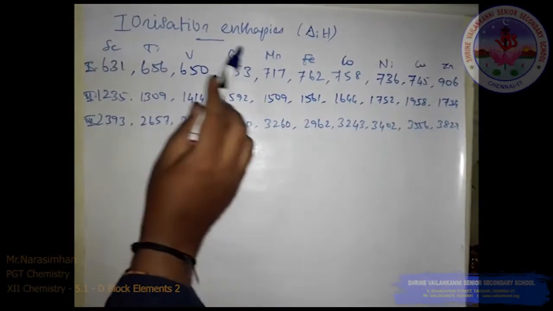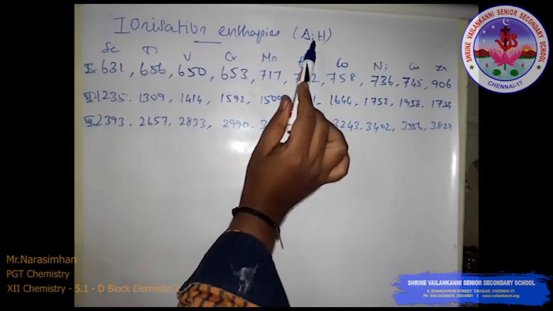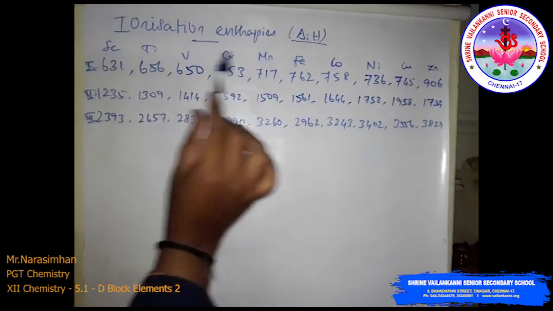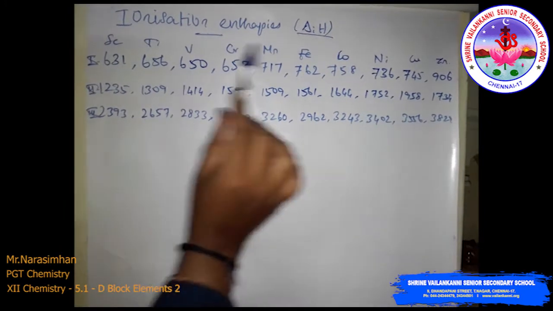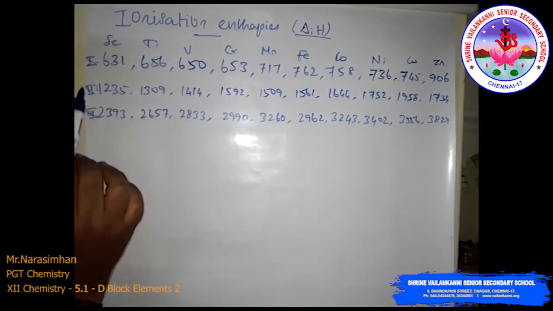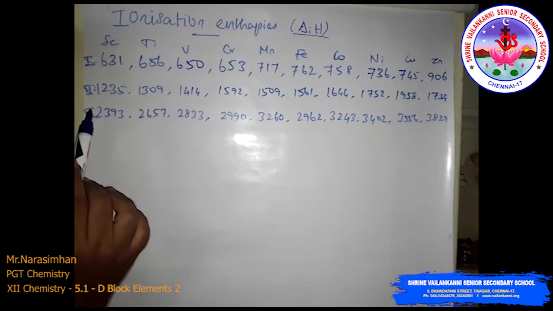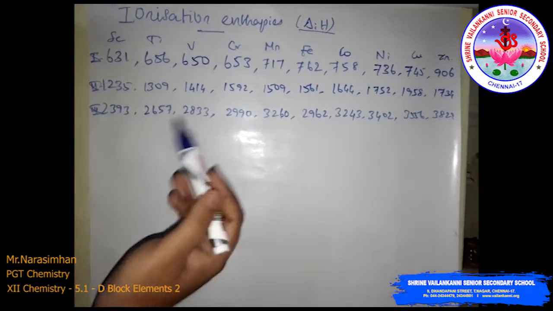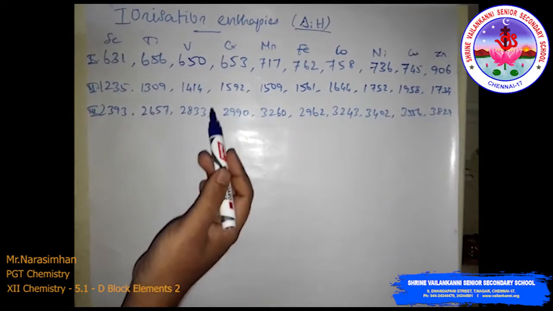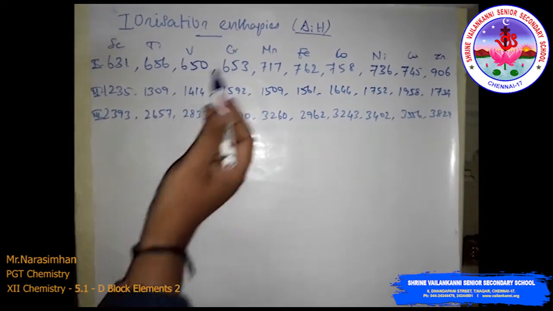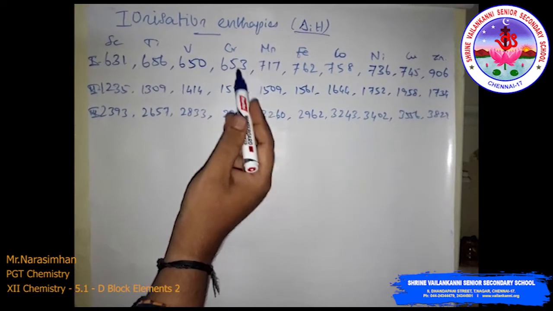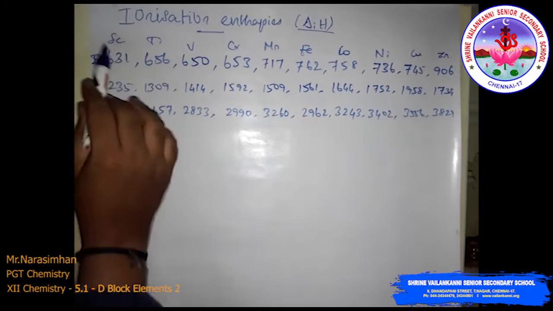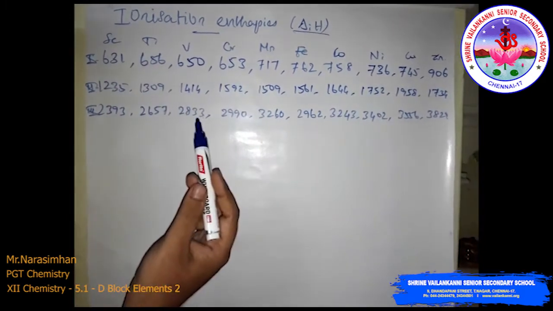Students, the next is the ionization enthalpy, that is ΔiH. This indicates ionization enthalpy for the 3d series elements from scandium to zinc. First ionization enthalpy, second ionization enthalpy, and third ionization enthalpy. Usually, due to the increase in nuclear charge, which accompanies the filling of the inner d orbitals, there is an increase in ionization enthalpy from scandium to zinc.